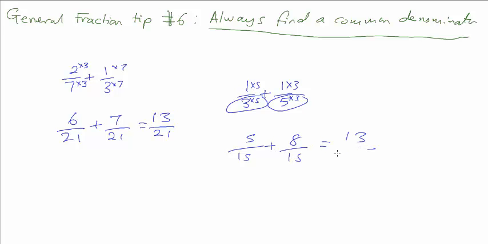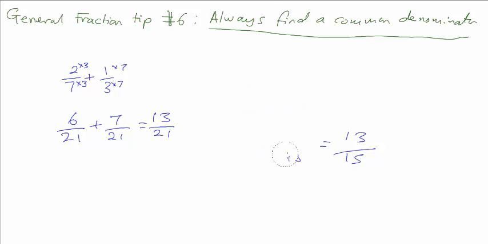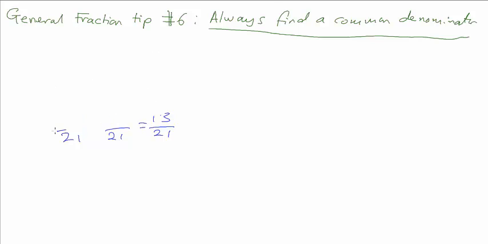Now, is this always the best option? Not always, but it will always work. What do I mean by this? I'll show you. So imagine you have 1 over 2 plus 1 over 4.